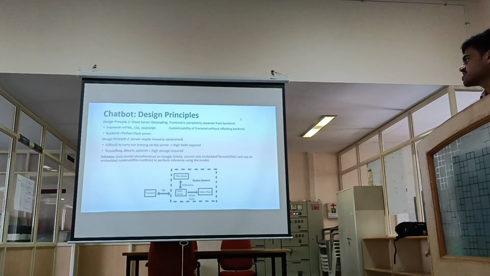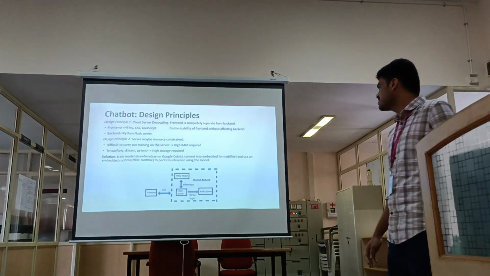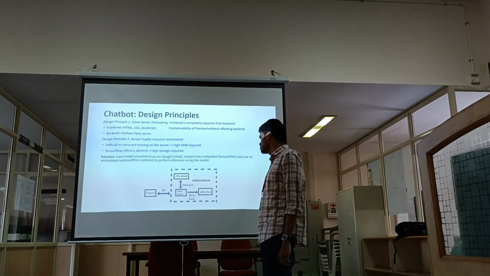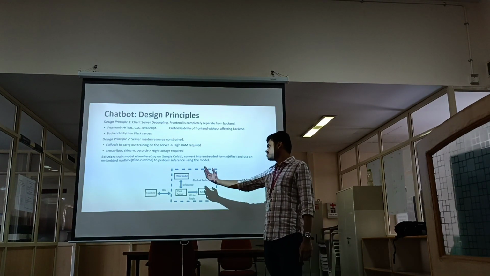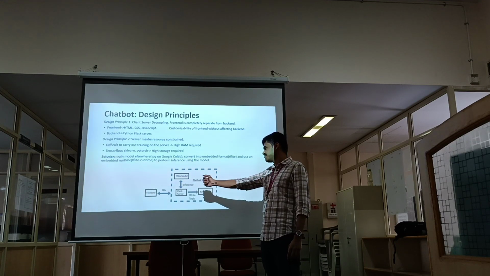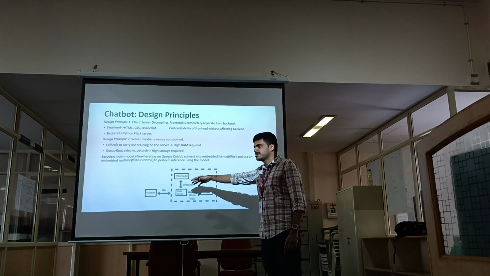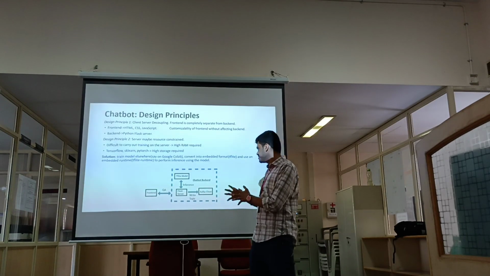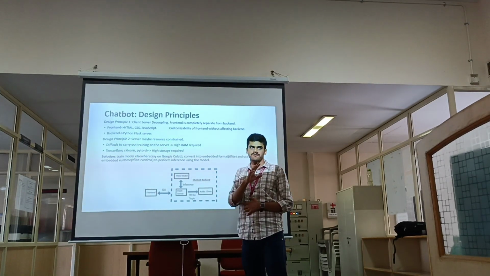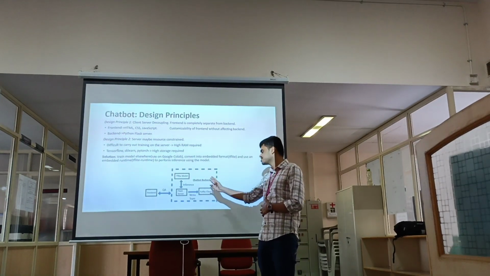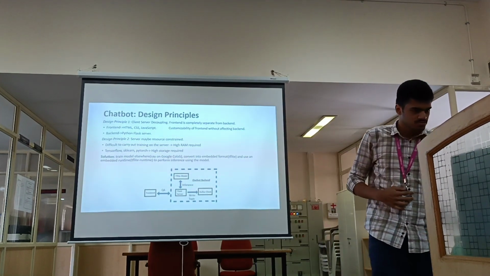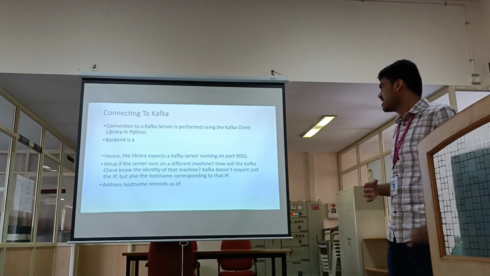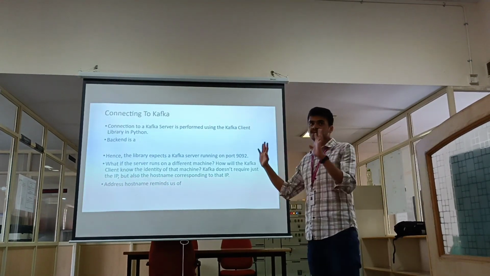I won't be discussing with the chatbot, but this is the simple architecture: front end and back end. We give the question to the back end using the front end. The model will give the answer for it. This question and answer will form the data, which will be passed on to the Kafka server. How exactly will we pass that? That will be done using the Kafka client.